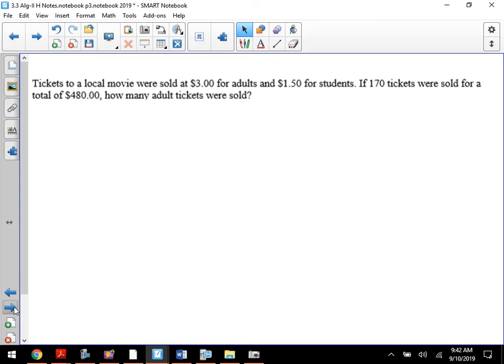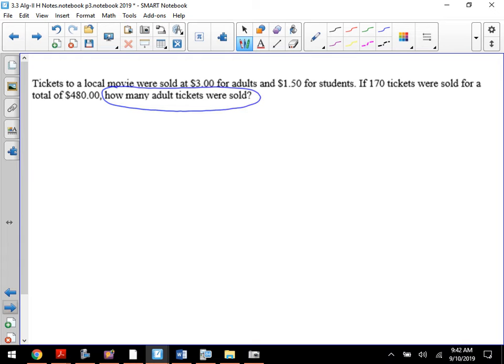So anytime I have this style of a problem, I'm automatically going to circle what it's asking me to find. A lot of times what you guys will do is you'll do everything great, but then you'll forget, what did it just ask me to do? Get that out of the way right away so that we know what to look for. Okay?